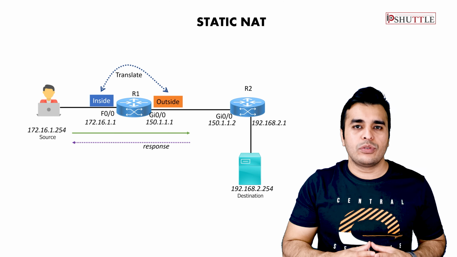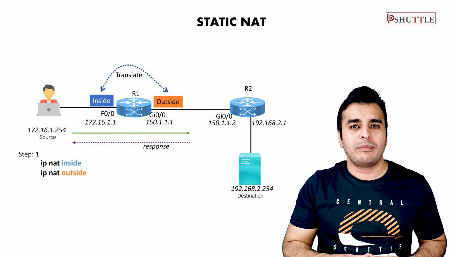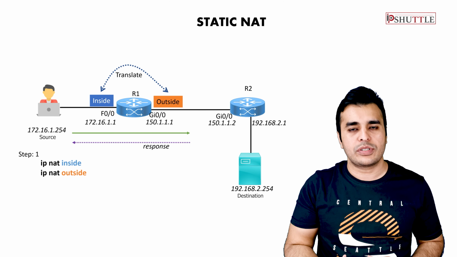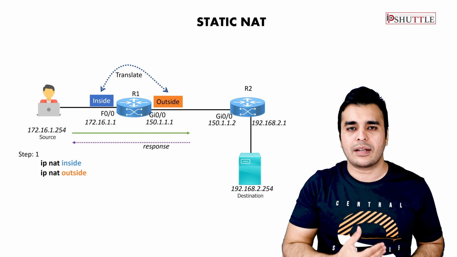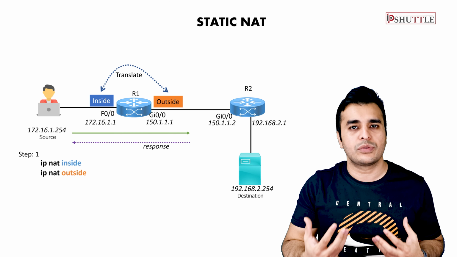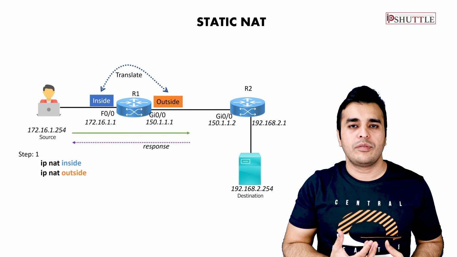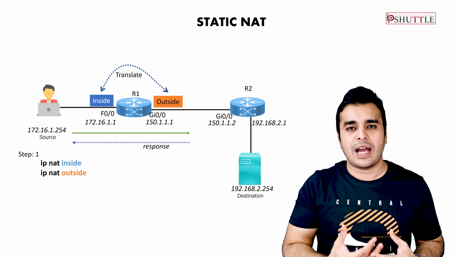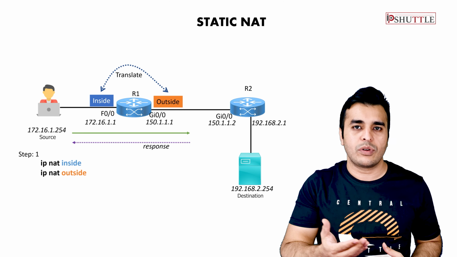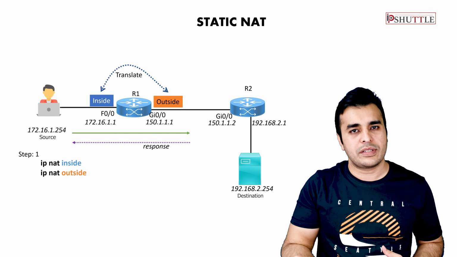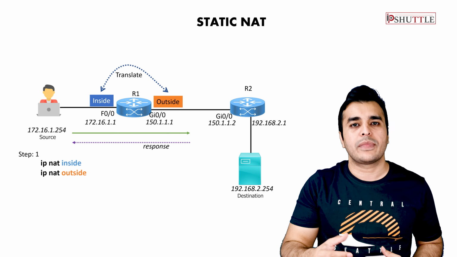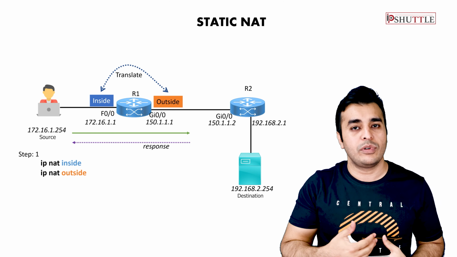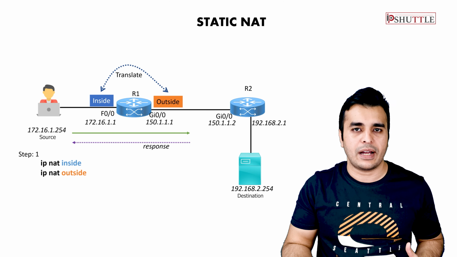In NAT, we have two simple steps. One is we mention which interface is inside and which interface is outside. And based on this, we select the scenario which best suits our need and we can configure the NAT. In our example, we will configure ip nat inside, which is going to be FastEthernet 0/0. It's our inside interface. And we have the other side of the interface, which is outside. We will be using it as ip nat outside.